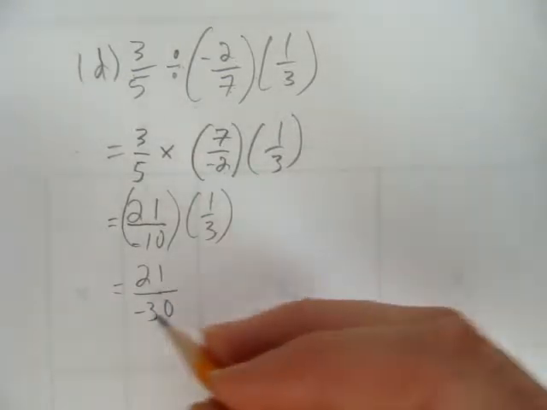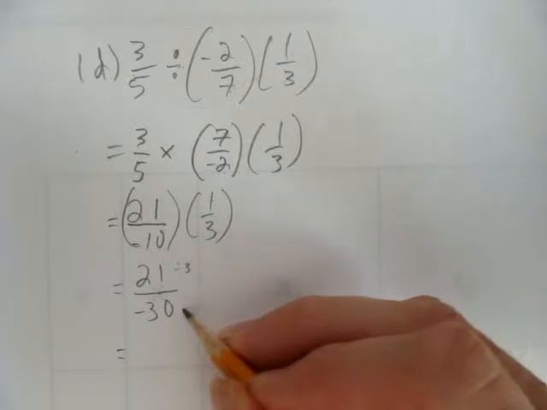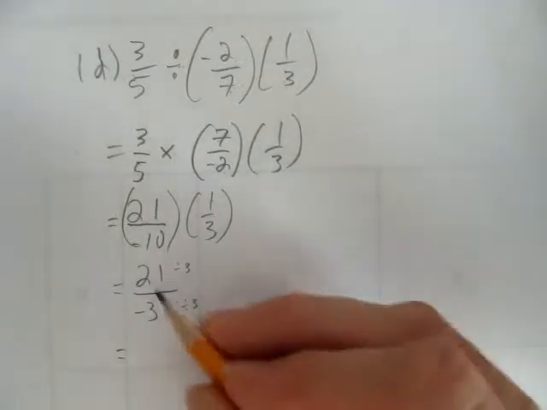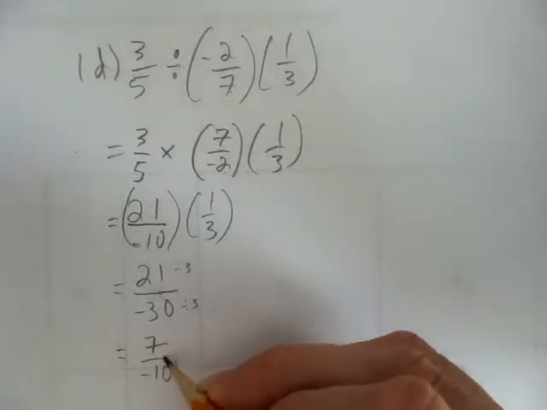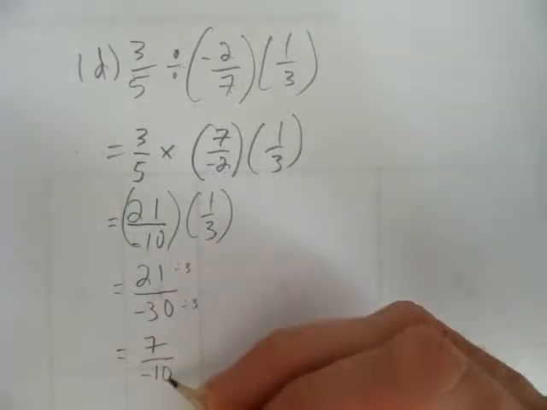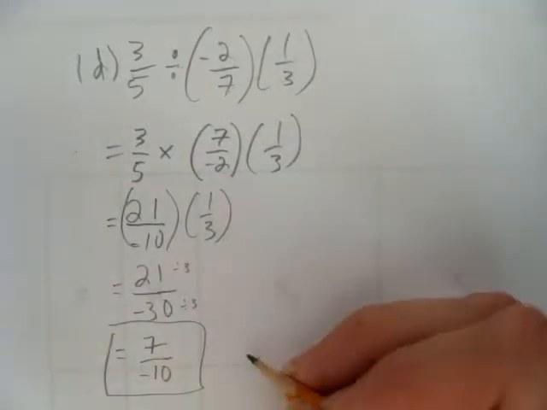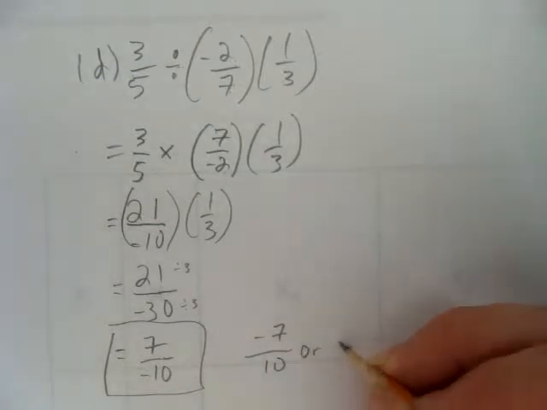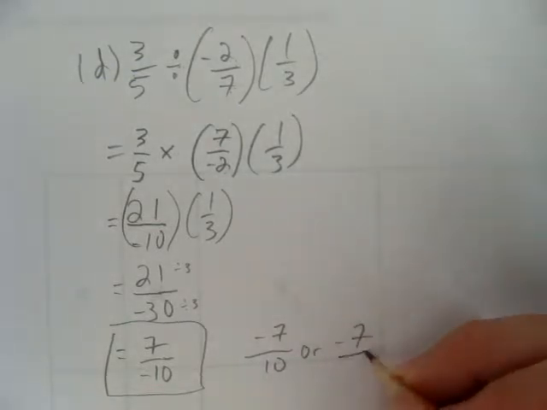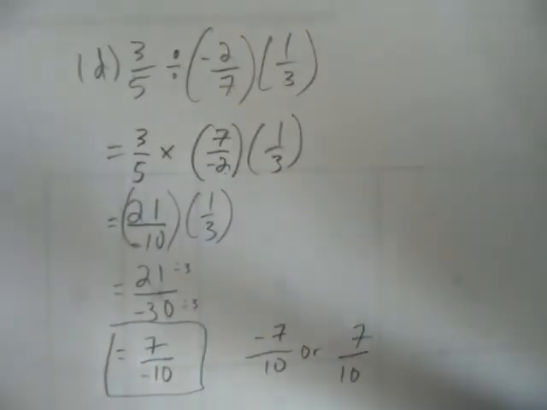Not quite done yet though, because I can reduce, since 21 is divisible by 3 and 30 is divisible by 3. I can divide top and bottom in this fraction and get 7 over -10. Remember that this answer would be the same as -7 over 10, or -7/10 with a negative. That didn't look really great out there. The negative could also be out in front.